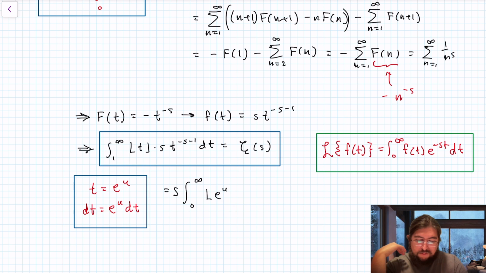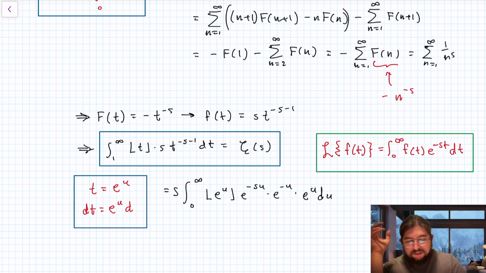Now t is e to the u, so we get that inside the floor, and now we have t to the negative s minus 1. Now remember, that's e to the negative s times u, because it's really e to the u to the negative s, which is e to the negative su, and then we still have a minus 1 there. So that's t to the negative 1, but t is e to the u, so that's e to the negative u. Good. And now the dt is e to the u du, I meant to put du here, not dt, sorry about that. And now notice these e to the u's actually cancel out, which is really nice, and we're done.